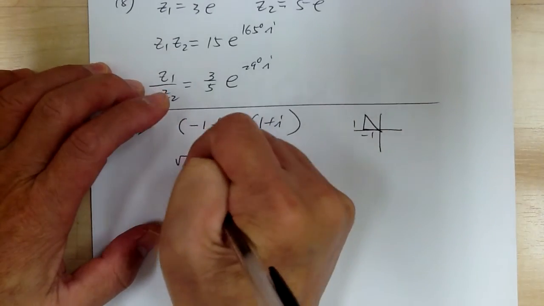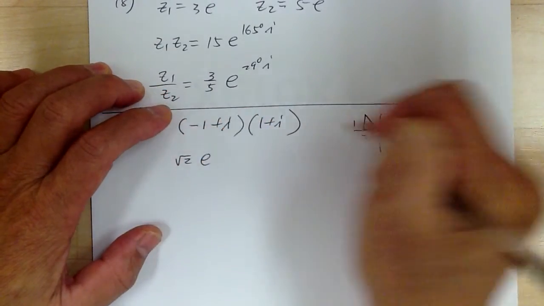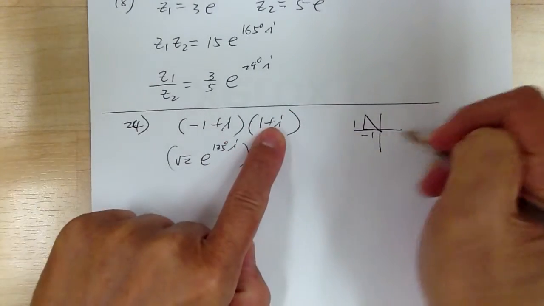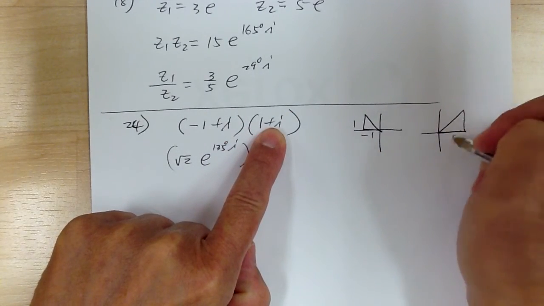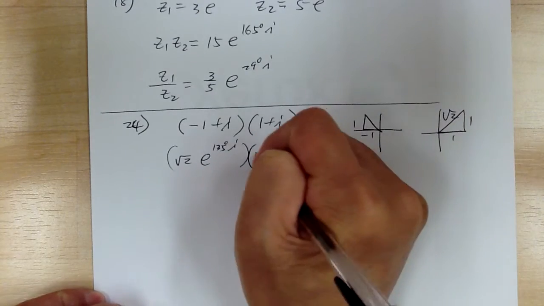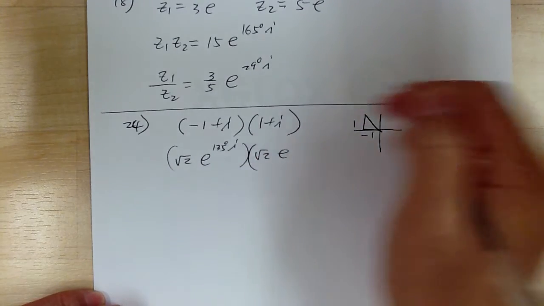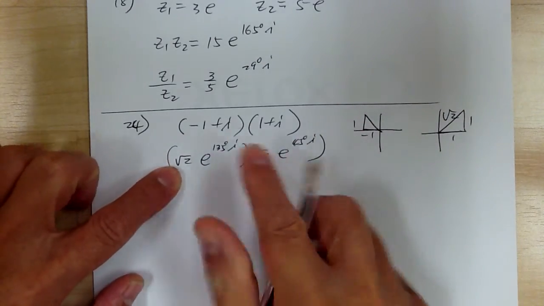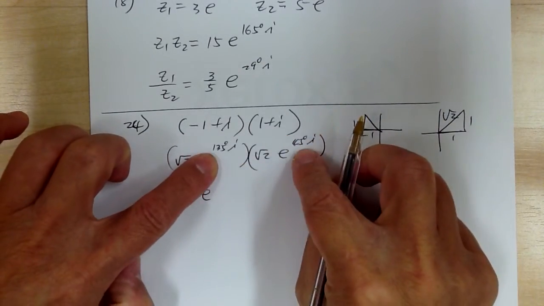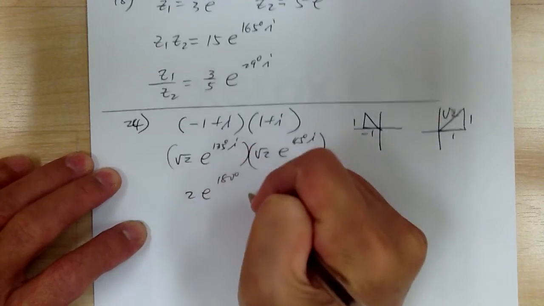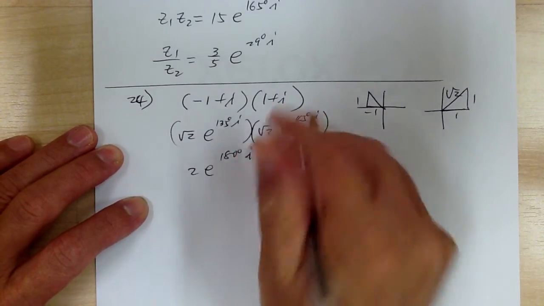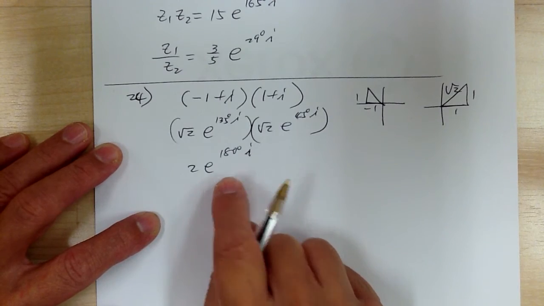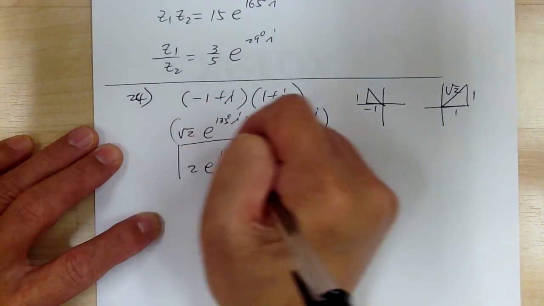So this one will give you square root of 2 e to the 135 degrees i. This one is 1, 1, so this one will be square root of 2 e to the 45 degrees i. When you multiply, this will give you 2. When you multiply, you add the angles, and you get 180 degrees i. Again, that's just the polar form. So if they want you to put it in the polar form, that's it. Okay, so this would be the polar form.